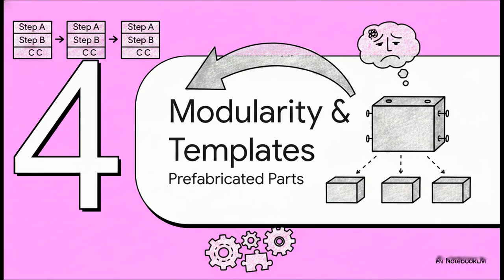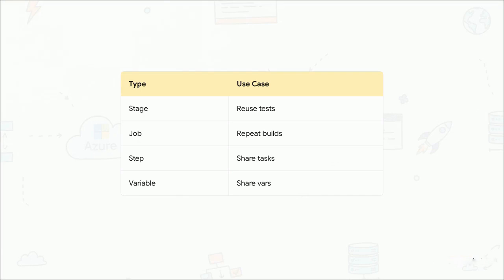Section 4. Modularity with YAML templates, using prefabricated parts. Let's be honest, writing the exact same sequence of steps 3 separate times for 3 different environments is a massive headache. Nobody wants to do that. We need a way to reuse code. Enter YAML templates. You can basically save reusable parts of your pipeline into completely separate files, essentially building a library of prefabricated parts. There are 4 types you really need to know.